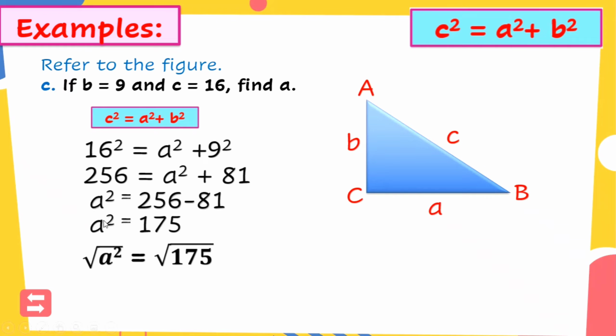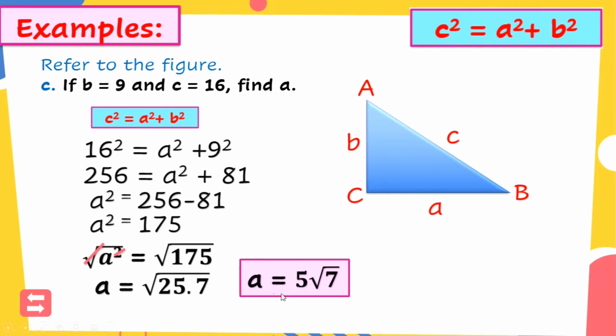Get the square root of both sides para makancel yung squared. Maiwan yung A. We have square root of 25 times 7. Pag pinag-times natin yan, that is equal to 175. At yung 25 ay perfect square. Ibig sabihin, pwede nating makuha yung square root nito. Ang square root ng 25 is 5. Kaya pwede natin ilabas sa ating radical sign. Pero yung 7 maiiwan sa loob ng radical sign. Therefore, our A is equal to 5 square root of 7.